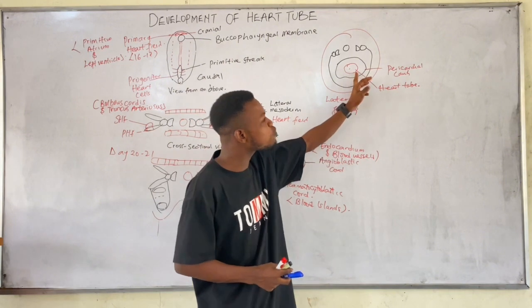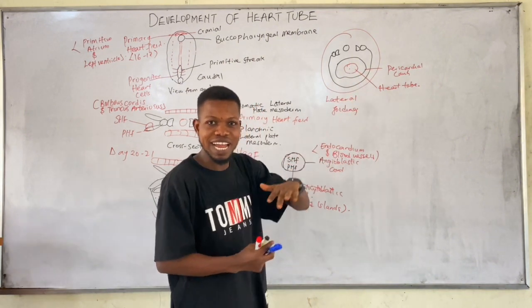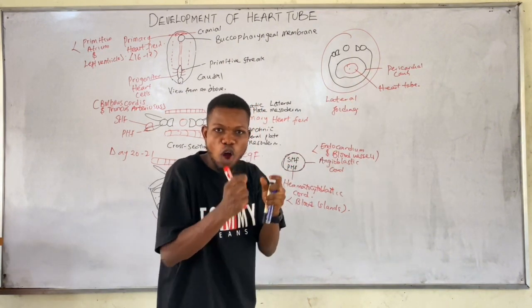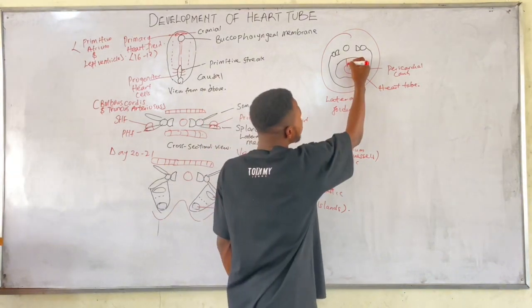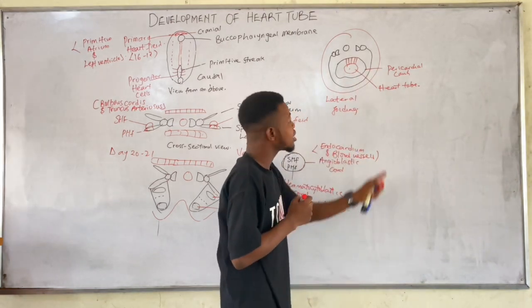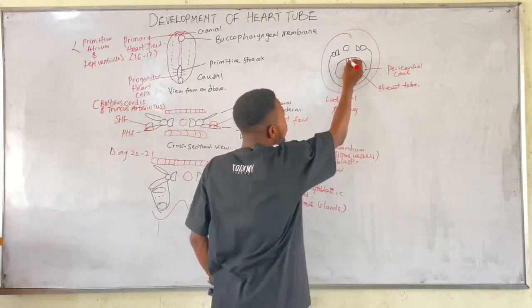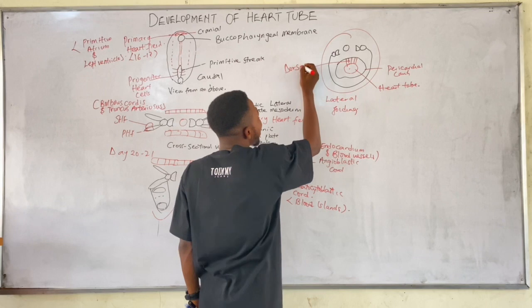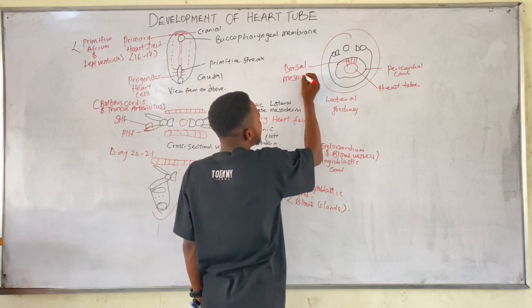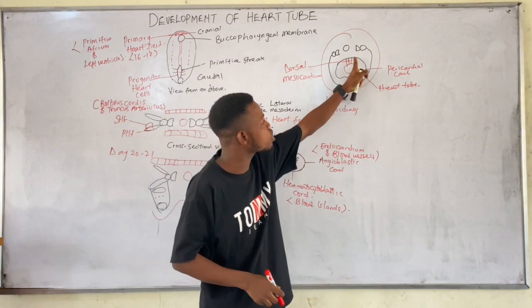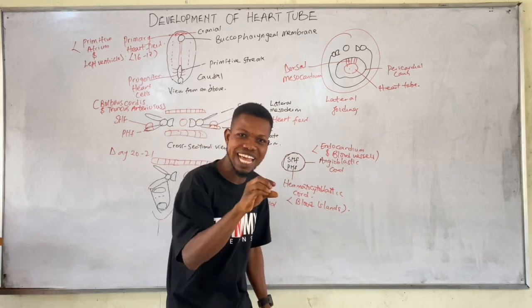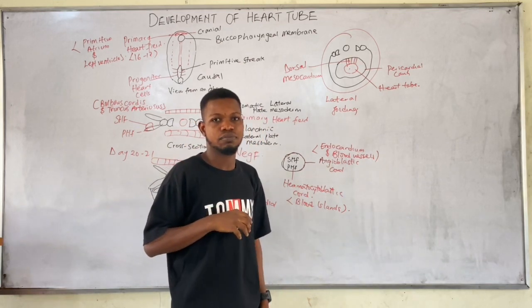In order to prevent the heart tube from floating in the pericardial cavity, a fold of mesodermal cells is going to form that is going to connect the heart tube to the what? Pericardial cavity. This fold of mesoderm is what we call the what? Dorsal mesocardium. Dorsal mesocardium. Yes, a fold of mesodermal cells that connects the heart tube to the pericardial cavity in order to stabilize the heart tube in the pericardial cavity.